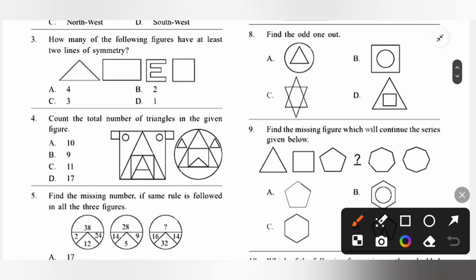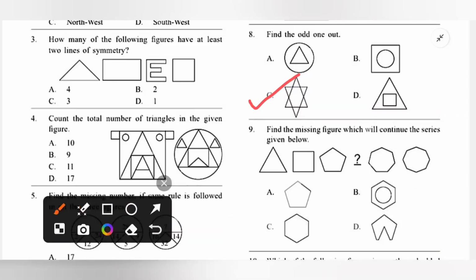Okay. 8th one, find the odd one out. Okay. So please check options A, B, C and D. All the options are made by using two shapes, but except the figure in option C, no two figures overlap each other. Okay. No two shapes overlap each other. So option C is the correct answer.